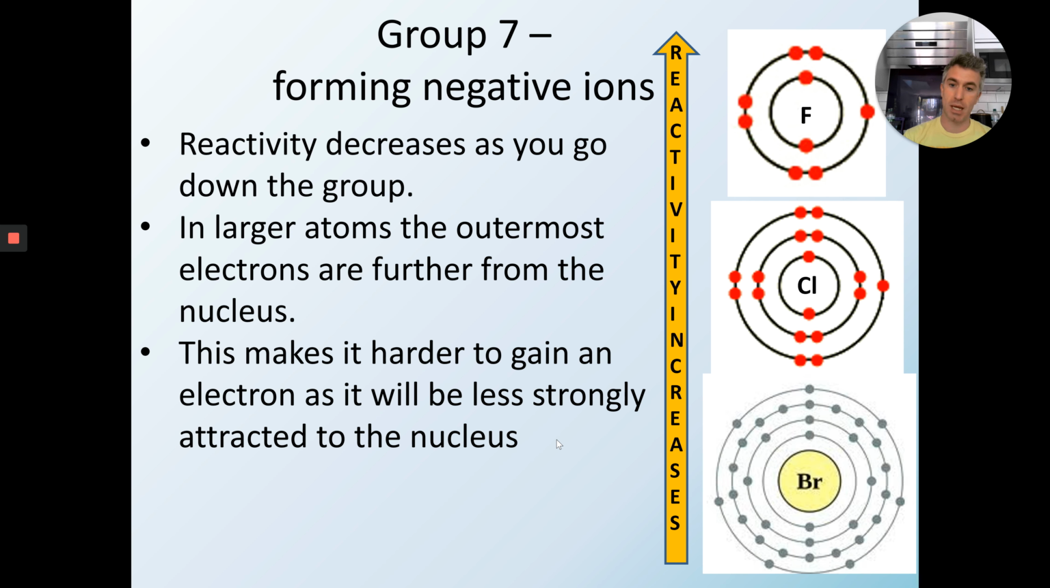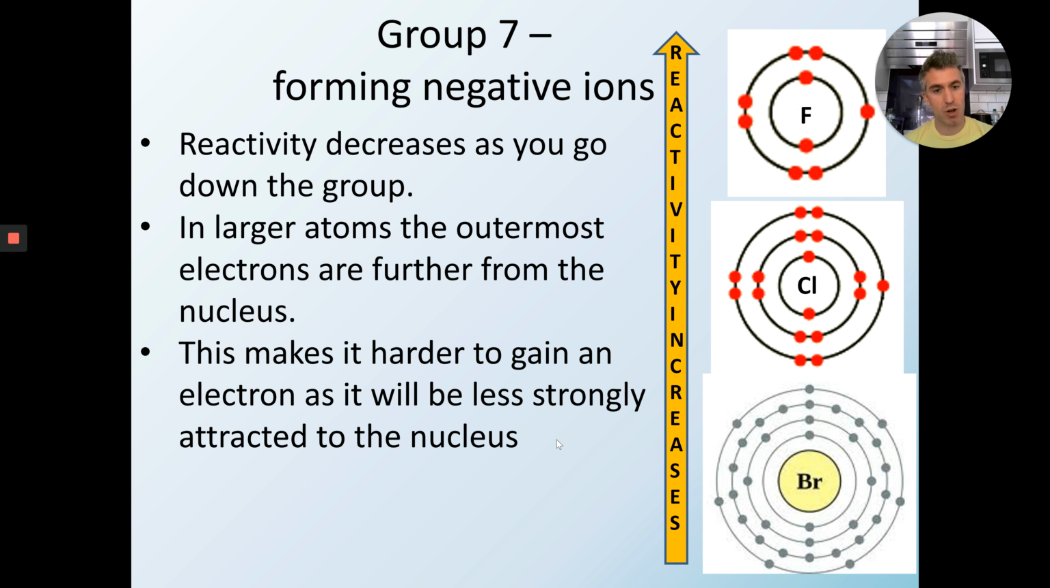We mentioned this the other day. This is just an important reminder. Reactivity decreases as you go down the group, or reactivity increases as you go up the group. Why is that? It's because they want to take in an electron. How do you take in an electron? You draw it in with your positively charged nucleus.